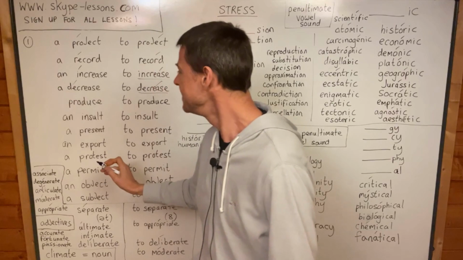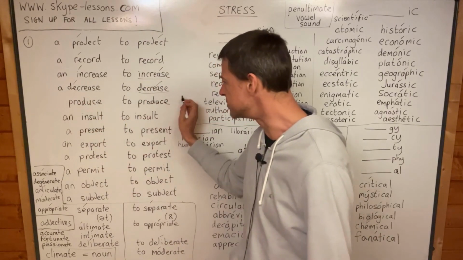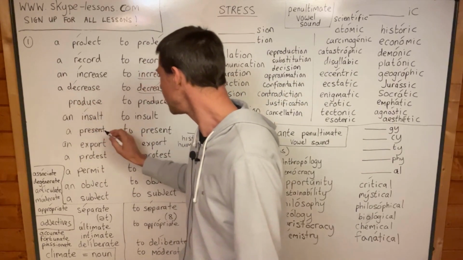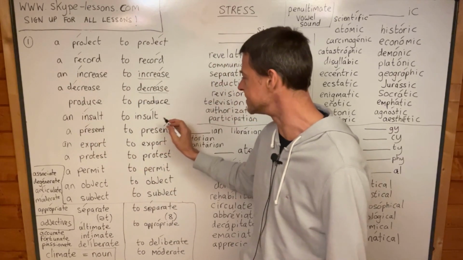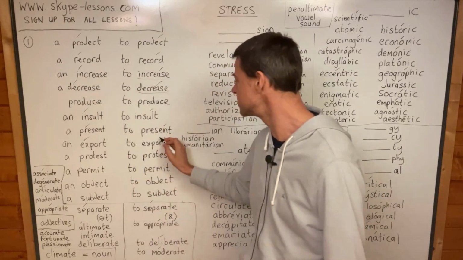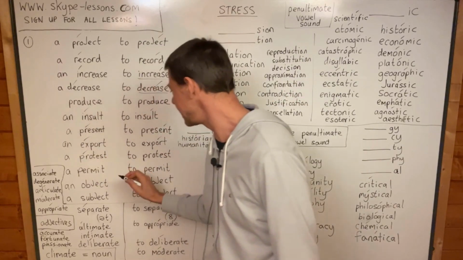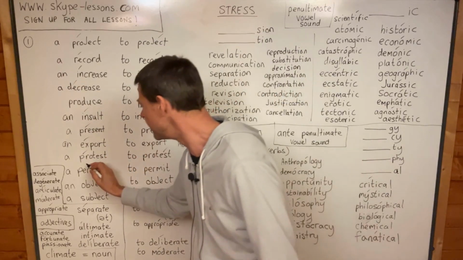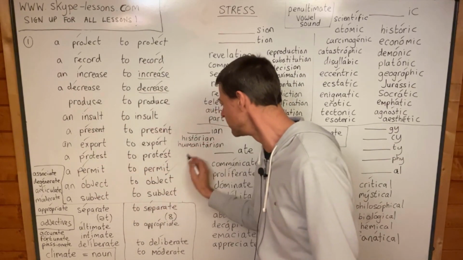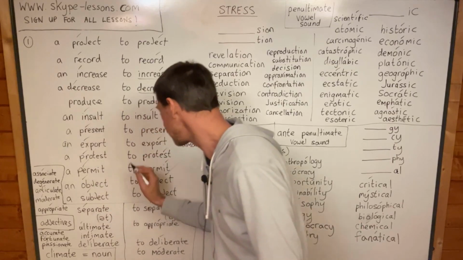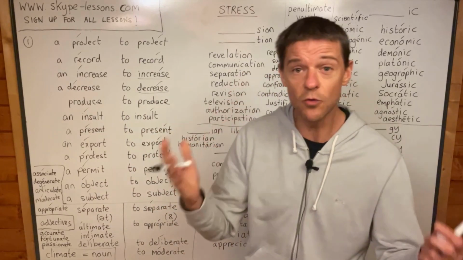Produce, to produce, an insult, to insult, a present, to present, an export, to export, a protest, to protest, a permit, to permit, an object, to object, a subject, to subject. It always works.